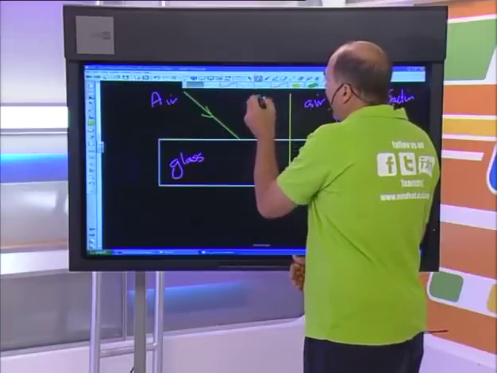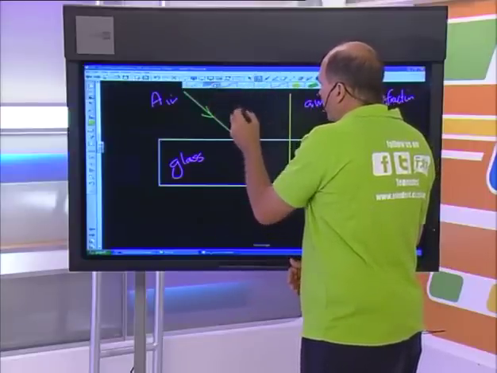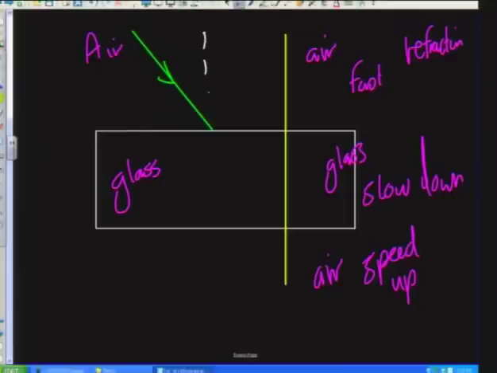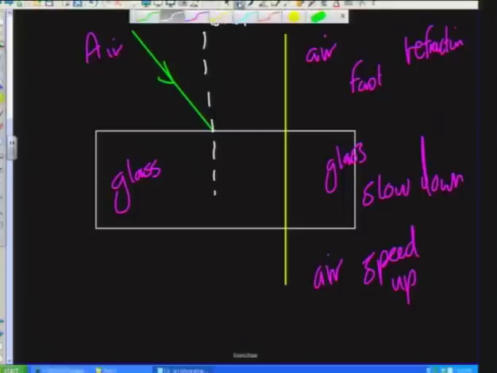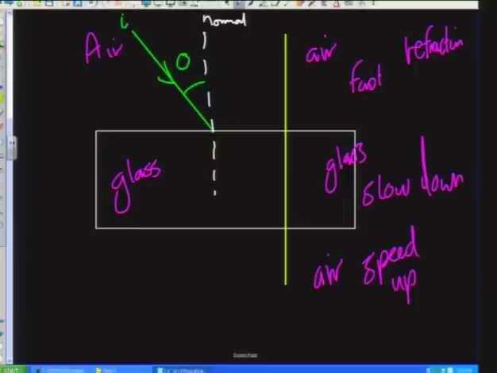Now, we have a normal, like we had with reflection, that is at 90 degrees to the surface. Not a very straight line, but I just want to put it there as a dotted line for the moment so that we can see it. So we have a normal, and the angle between the normal and the incident ray is the incident angle, the angle of incidence.